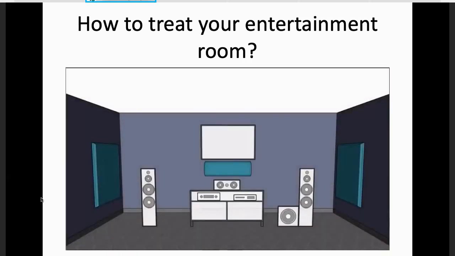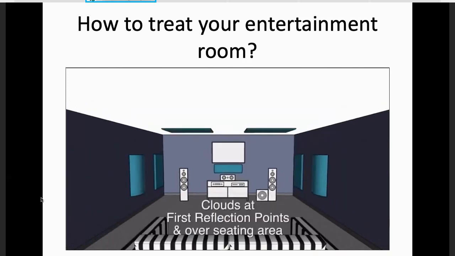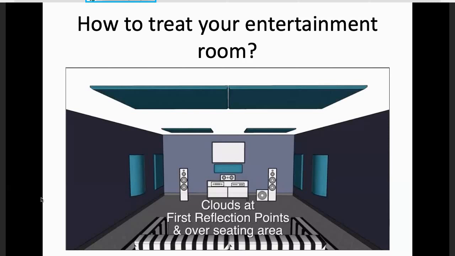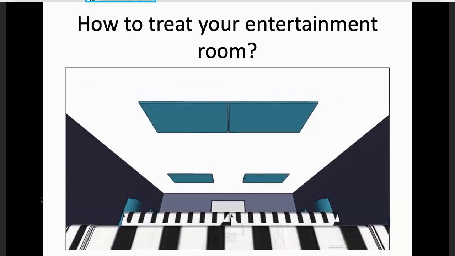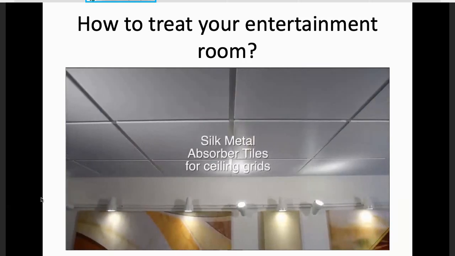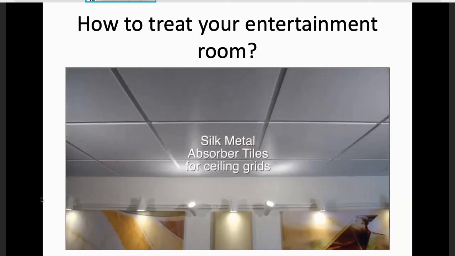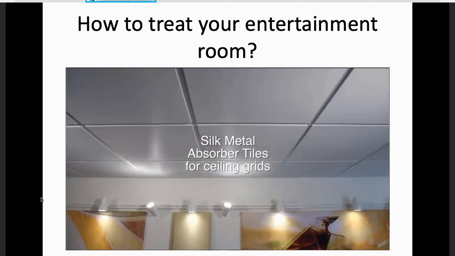The ceiling is a big flat surface area and should be treated. Ceiling absorber panels are called clouds. Two are placed at the ceiling first reflection points and two over your seating area. Or you could use our silk metal absorber tiles if you have a drop-in ceiling grid. These are cutting-edge microperf technology.